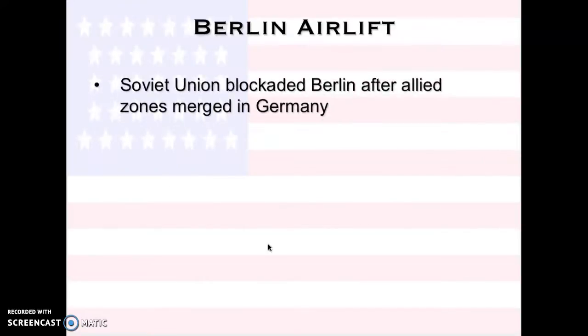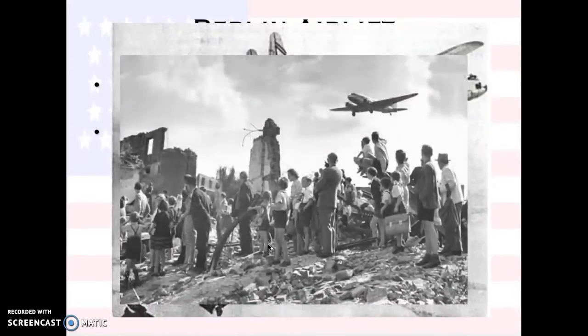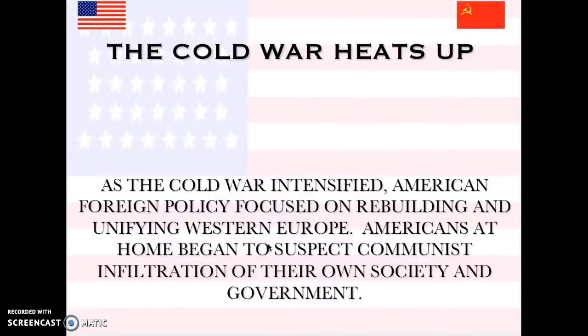Some things that were going on at the time. The Soviet Union blockaded Berlin after the Allied zones merged in Germany, and those people that were stuck in West Berlin had to be airlifted out, and things had to be airlifted in, like food and supplies, because they could not get out of Berlin. They were trapped.